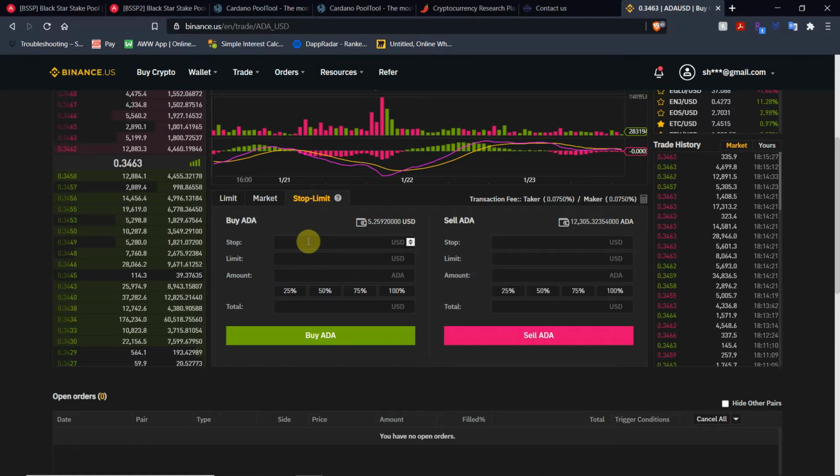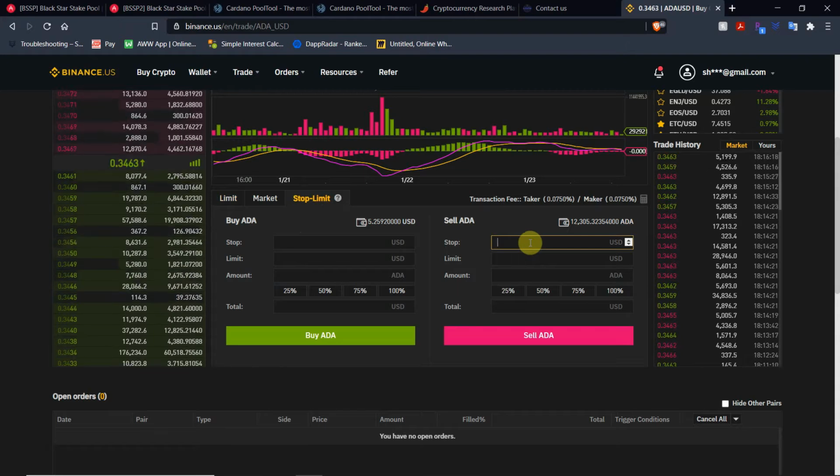And the stop limit is your friend. So if you have cryptocurrency on the exchange and you want to make sure you don't lose or suffer too much, set a stop price. So the stop means that, hey, I don't want to lose any more profits. I want to sell at, say, 0.31. My limit is going to be 0.28. And the amount of ADA I want to sell is 100%.